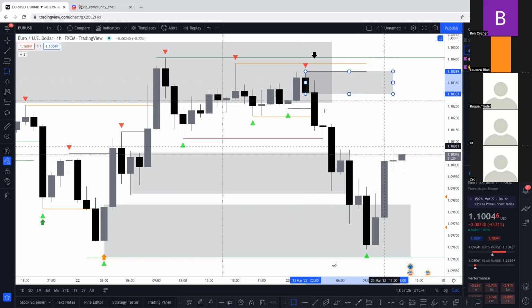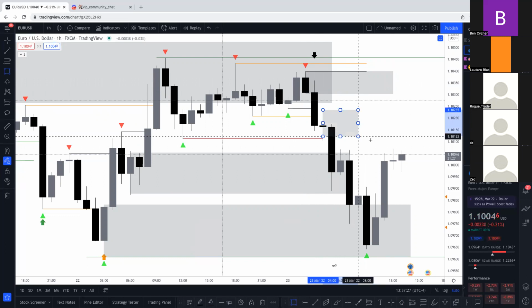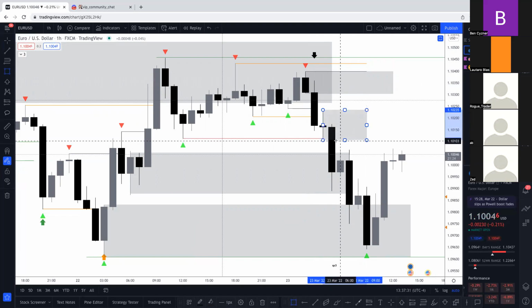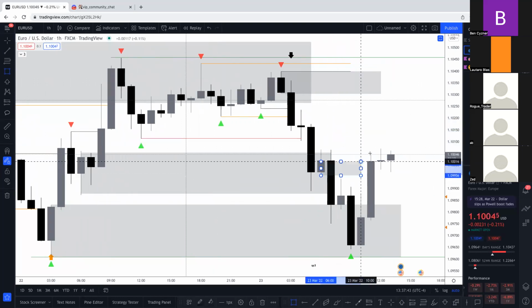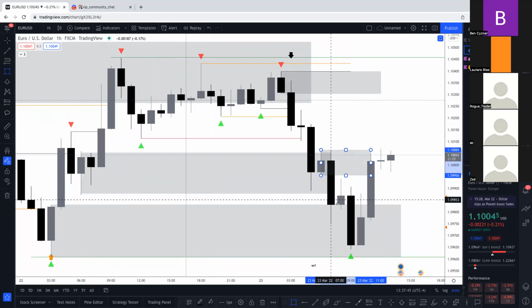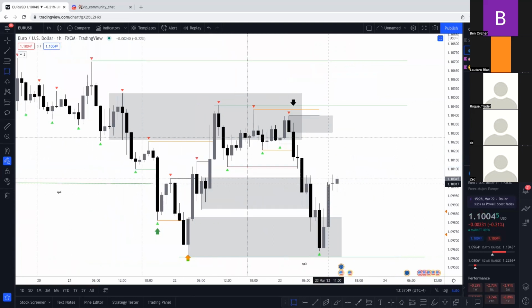Now, a lot of you are probably looking here and seeing this OB. I don't like it. It didn't cause any break of structure. It was part of the break of structure. It didn't cause it. So I'm not even going to consider it. Same with this one. It didn't cause any break of structure. So I'm not even going to consider it.